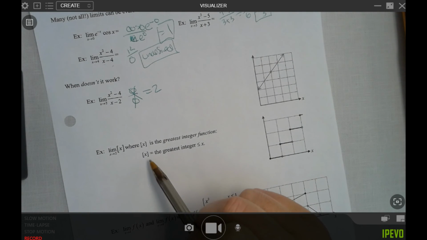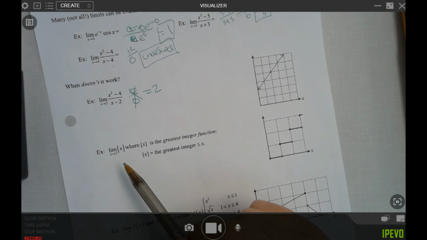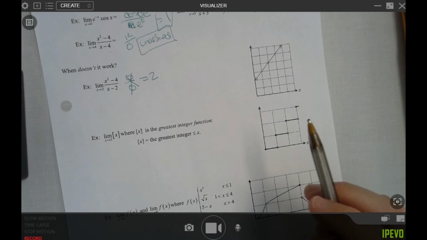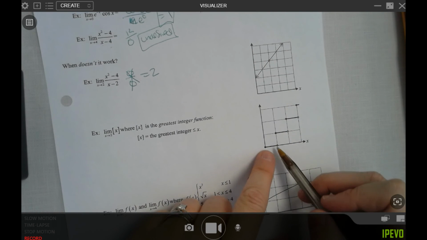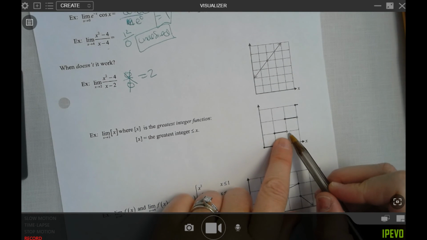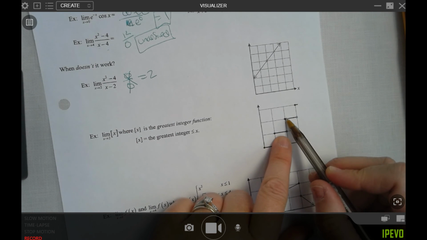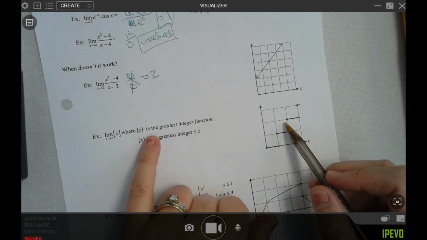These brackets around the 0 are a greatest integer step function. So it's a step function where you take on the integer right here. So if I want to know as we're approaching 2, if I approach 2 from this direction, I'm approaching 1. In this direction, I'm approaching 2. So this one would not exist.